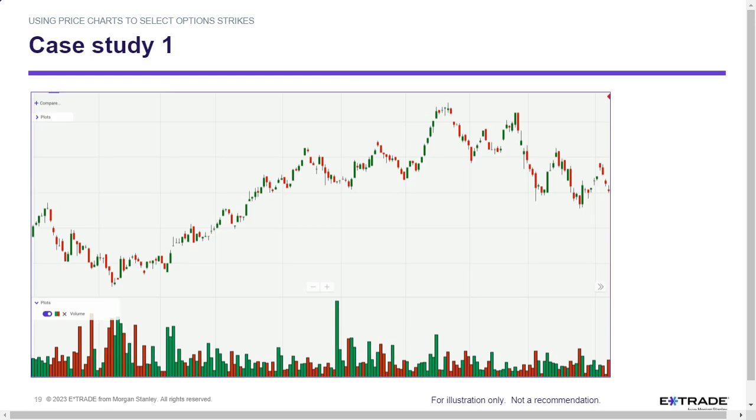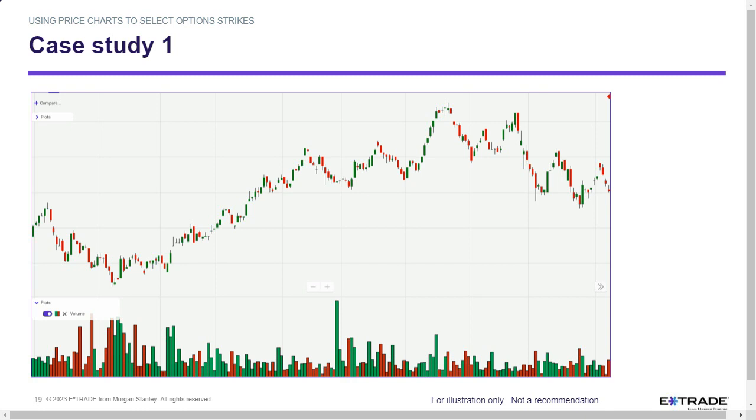Here's my chart, case study number 1. What's different about this chart from the ones that I've shown you so far? Answer, I haven't drawn anything on it yet. So my question to you is, where would you start to identify support and resistance? Where would you be bullish and bearish? Think about that for a second. What types of things would you be looking for in a chart like this?